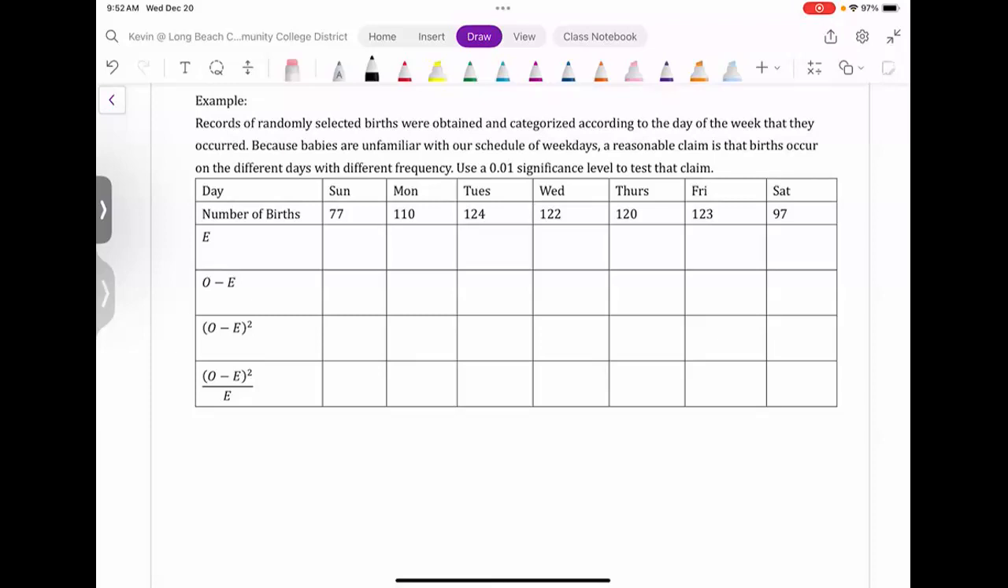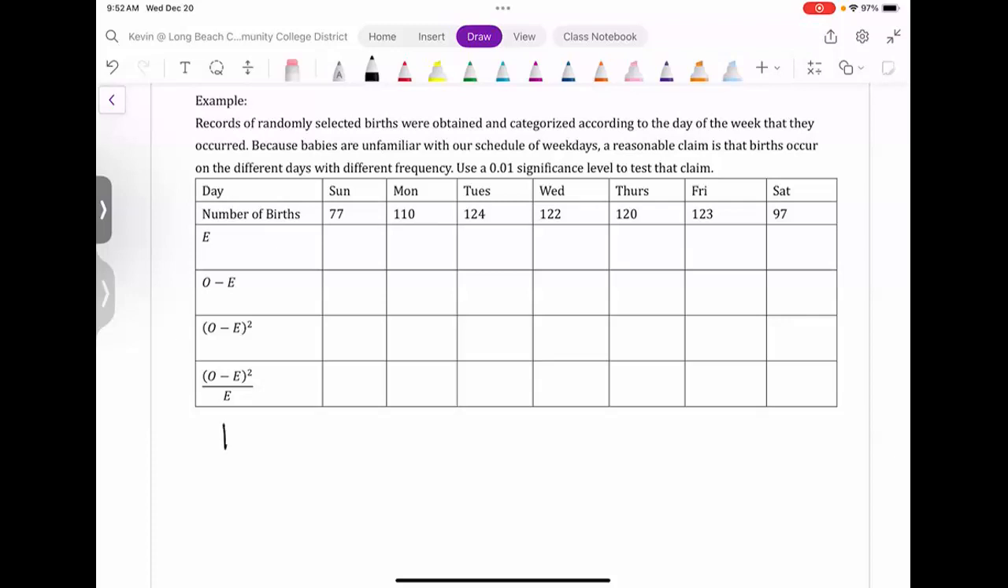All right. So let's just interpret this table here for a moment. We're saying that on a Sunday, there were 77 births. On a Monday, there were 110. On Tuesday, there were 124, and so on. Now, we are going to apply the same proportion to each day of the week, meaning the day of the week is irrelevant to what we would expect as far as number of counts per day.